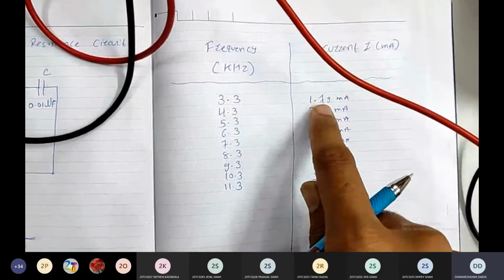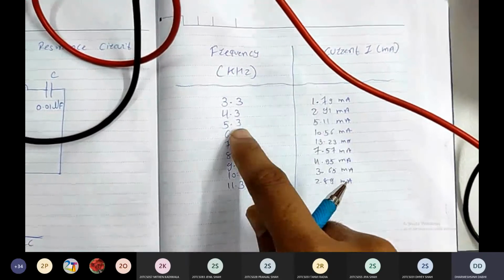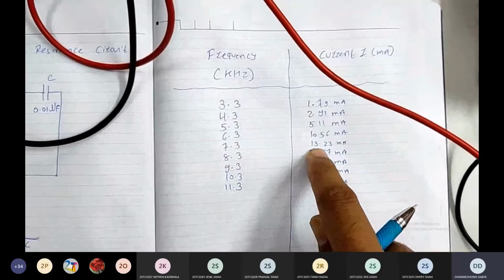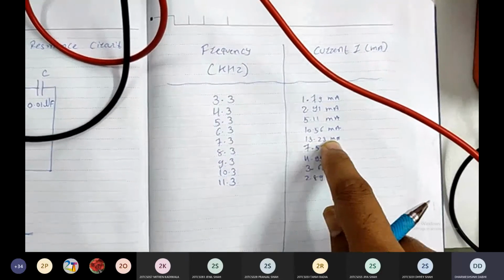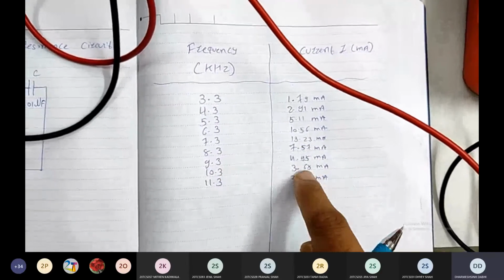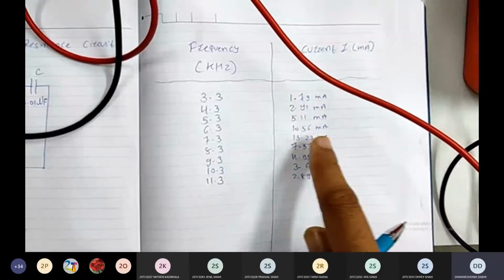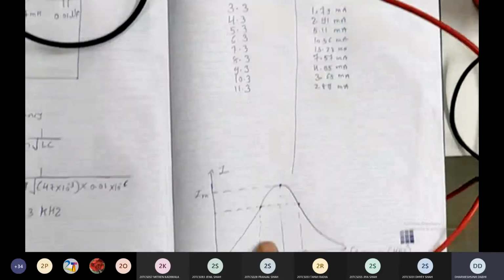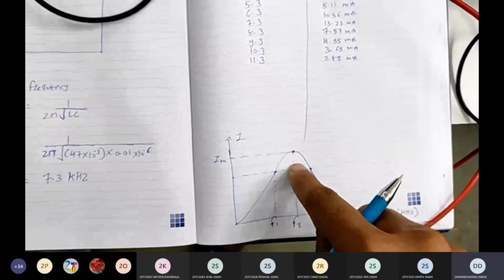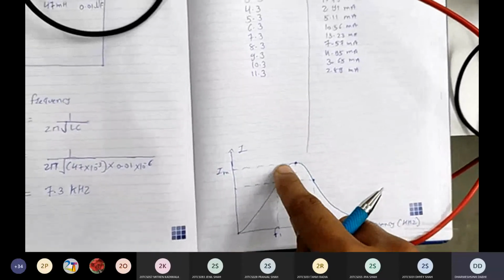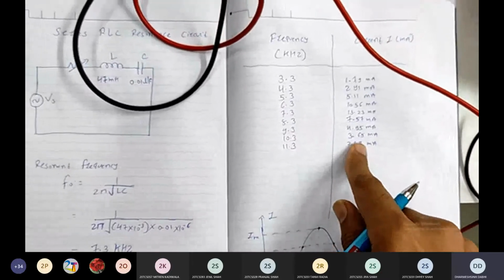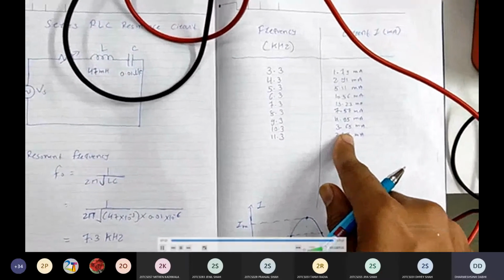So you can see that starting from 3.3 kilohertz, you get a current of 1.79 milliampere. As you increase the frequency by 1 kilohertz up to 7.3 kilohertz, at that point you get the maximum current of 13.23 milliampere. After that, as you increase the frequency to 8.3, 9.3, the current decreases. If you draw the graph of frequency versus current, you get it this way. At the resonant frequency of 7.3 kilohertz, you get the maximum current. So here we theoretically and practically prove that at the resonant frequency you get the maximum current.